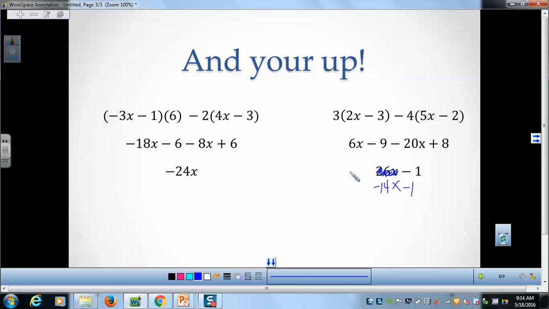Now, once again, the biggest error that's usually made in problems like this is the distribution of your signs. So it's really big, once again, to double check your signs as you distribute.